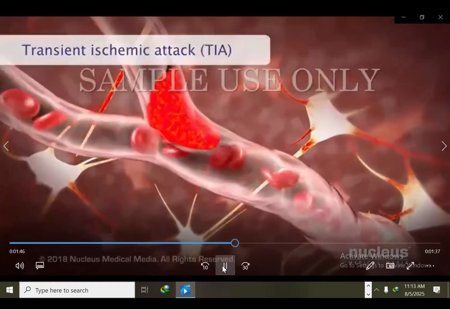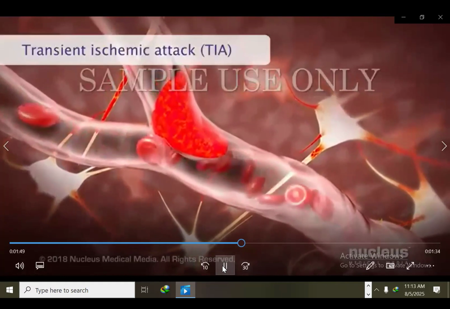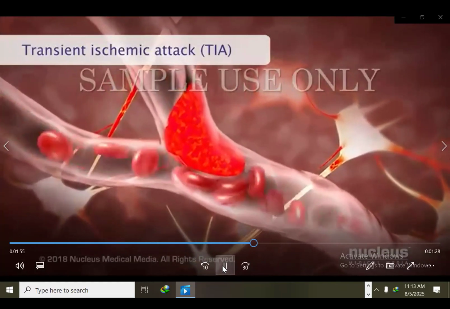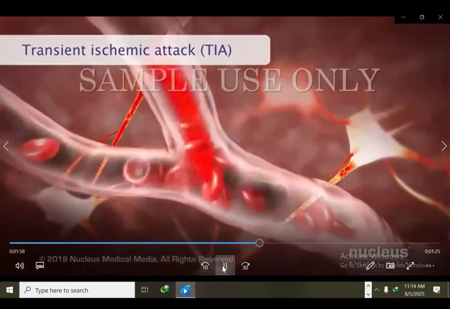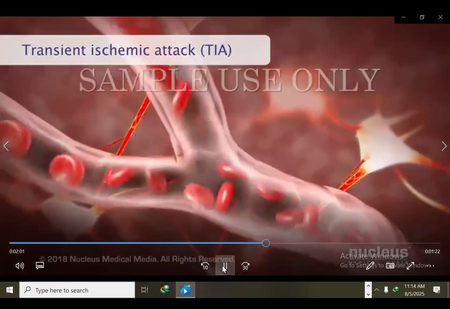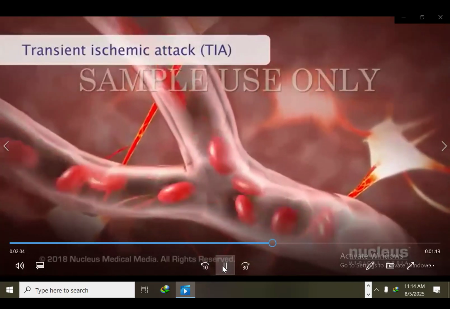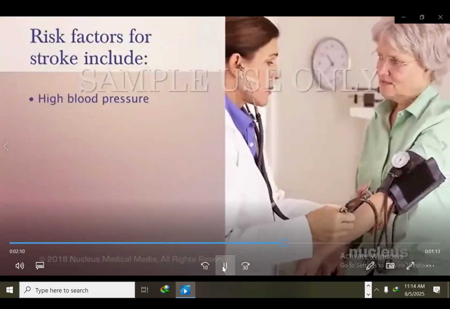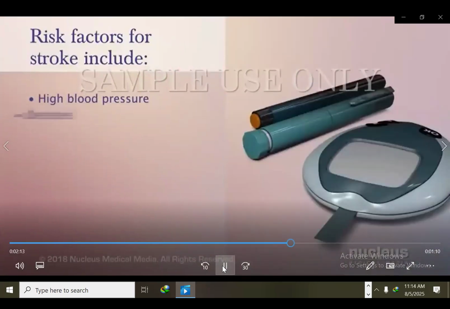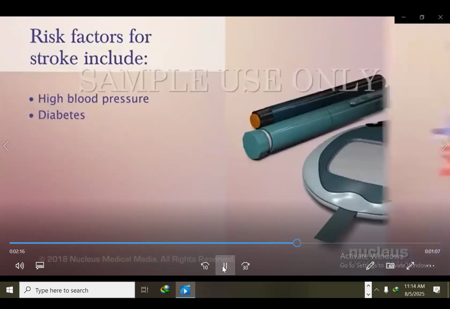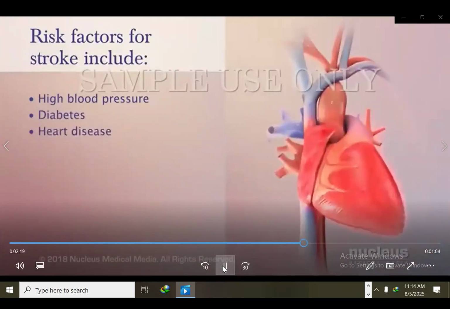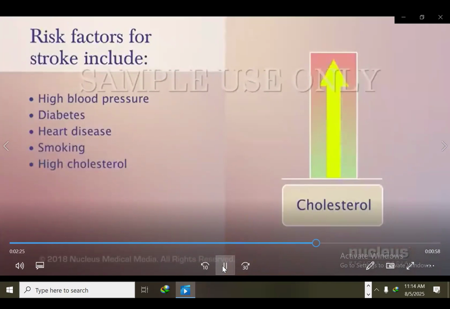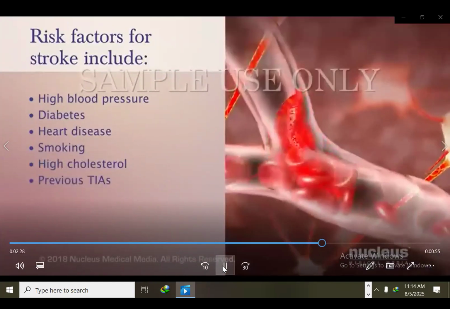In a transient ischemic attack, or TIA, a clot blocks the flow of blood to the brain. But it's different from the other types of stroke because the clot breaks up after a short time. Transient ischemic attacks usually don't cause any permanent damage. High blood pressure is the main risk factor for any type of stroke. Other risk factors include diabetes, certain types of heart disease, smoking, high cholesterol, and having previous transient ischemic attacks.